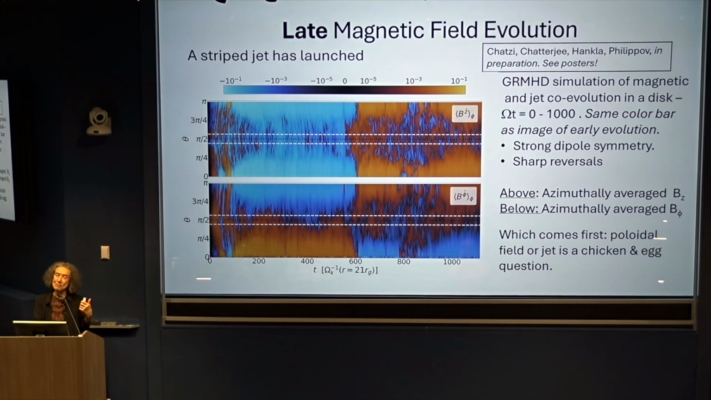The loops may be popping out as a result of a buoyancy or Parker-like phenomenon. But things are quite different. The magnetic field scale is the same. We still have this polarity that changes over time. Reversals are pretty sharp. We don't yet have a theoretical explanation for this, and we don't have a detailed explanation of the relationship between the poloidal field and the launching of the jet. These are all things that we think will come.